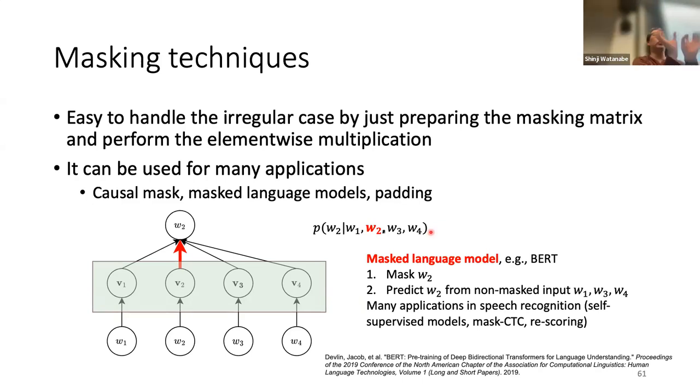But in speech cases, we also want to consider the future context, right? In this case, we use the masking technique, just hiding this one and predicting it. And then we can also use the other future context and so on. So the mask approach is also quite often used in language models, especially the recent BERT-based models and so on. Okay, that's the power of the neural network based language model.